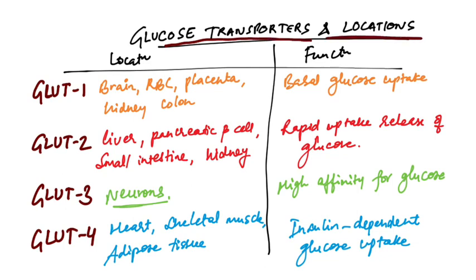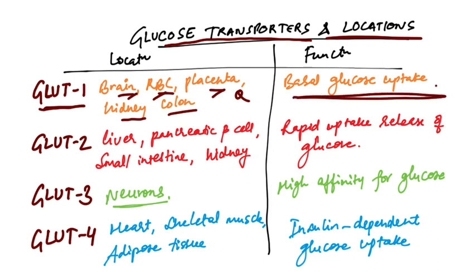So the locations of the GLUT1 transporter are the brain, RBC, placenta, kidney and colon. These are very much asked: brain, RBC and placenta, and their function is basal glucose uptake. Now GLUT2: liver, pancreatic beta cells, small intestine and kidney. Their function is rapid uptake and release of glucose.